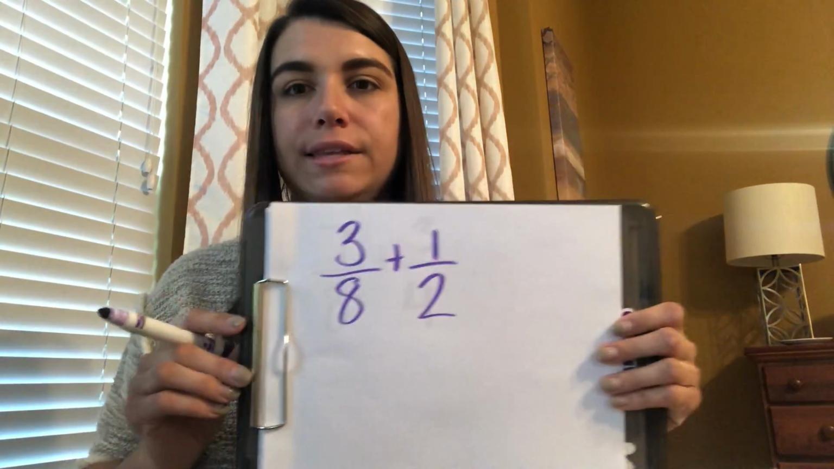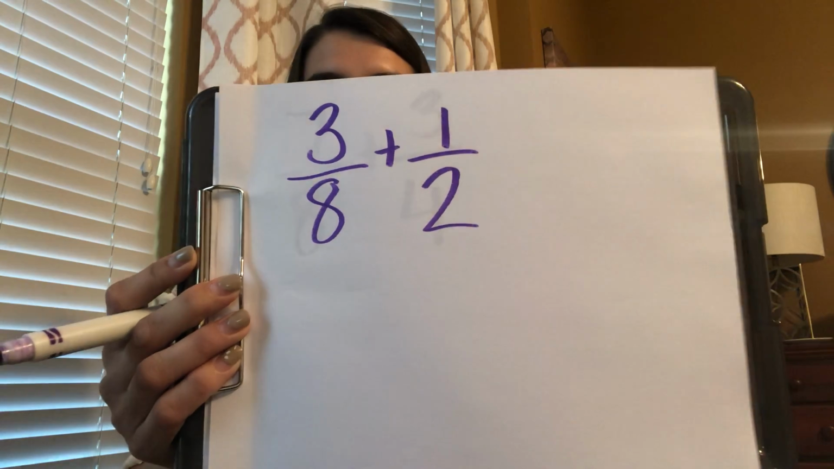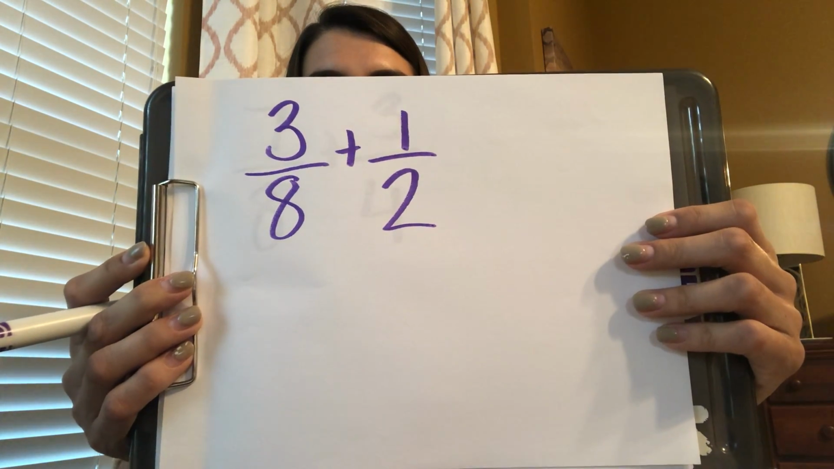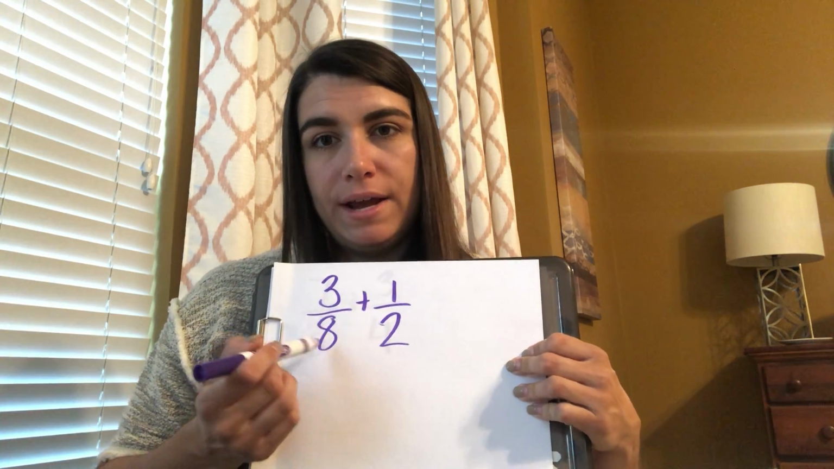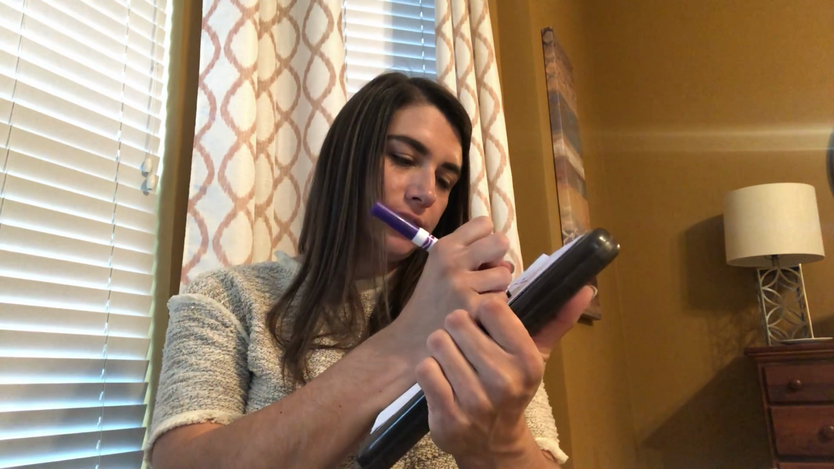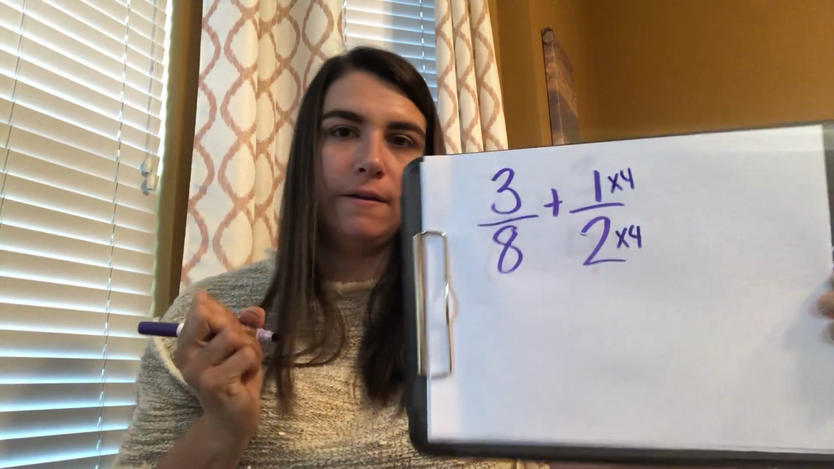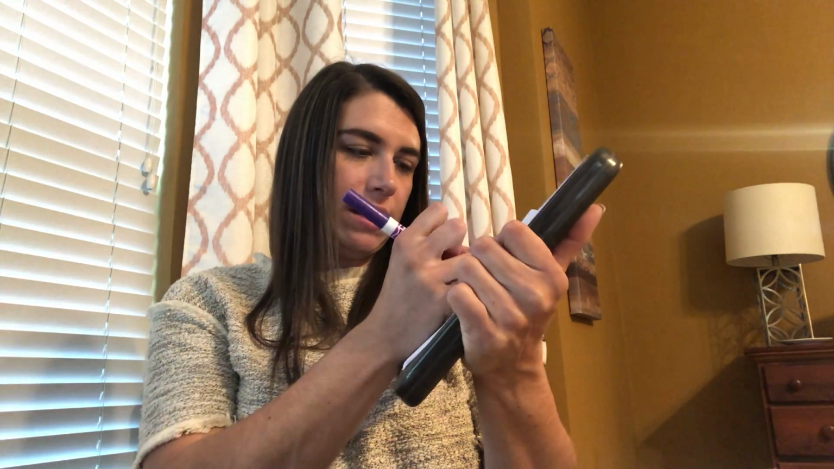All right, so go ahead and write this one down as well. 3/8 plus 1/2. All right, so for this one, I'm going to change the 1/2 to 8ths. So I'm going to multiply the top and the bottom by 4. So I would get 4/8 plus 3/8. The 8 stays the same.